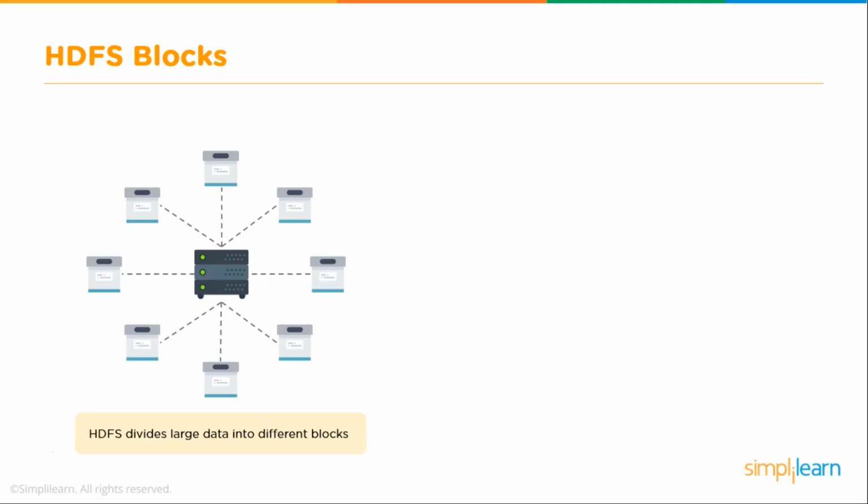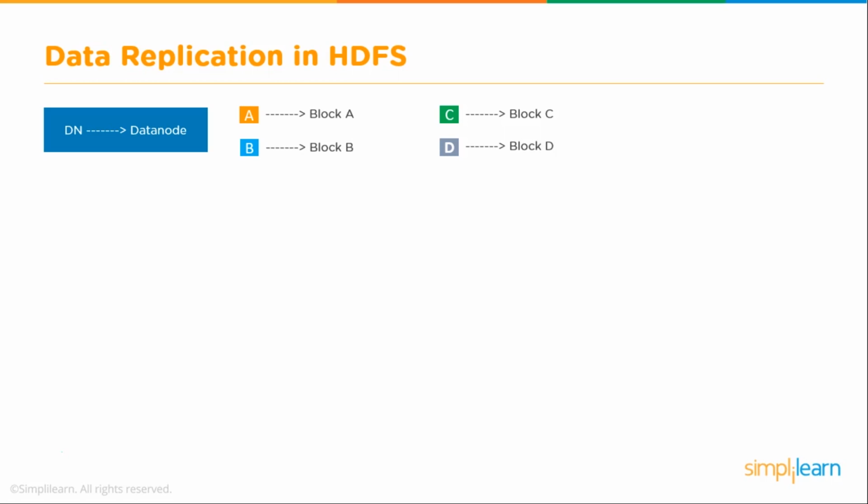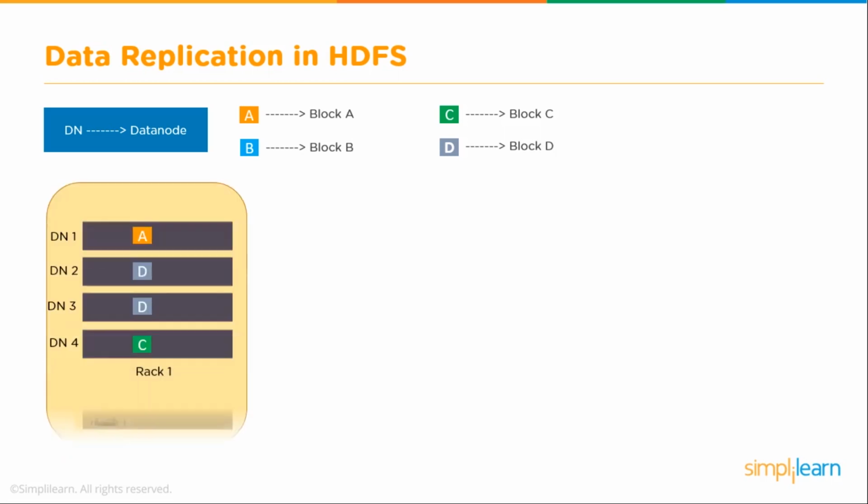When we talk about blocks, as I discussed earlier, HDFS divides larger data into different blocks. Even if I had a 1 kilobyte file to be stored on HDFS, it would still utilize a block of 128 MB. But remember, when the block goes to the disk, it will only occupy 1 kilobyte of space. So HDFS divides large data into different blocks, and these blocks are randomly distributed across nodes. This is how it would look if you stored a 542 MB file, where we have 5 blocks, 4 blocks containing 128 MB of data and 1 block having 30 MB of data. Now when we talk about replication, the first rule of replication is that you would never have identical blocks sitting on the same data node.